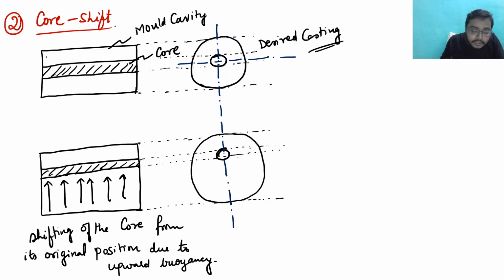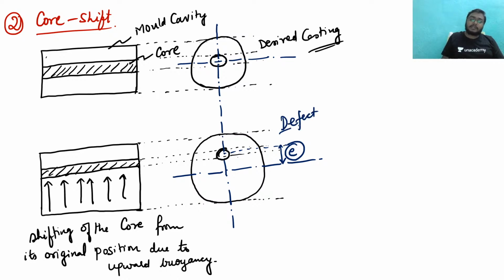Okay, so you can see here, earlier I was having the axis like this, but now my hole shifted out with some distance. Suppose this distance is E. Due to the shifting of the core, I am getting a variation in my product, right? So this is not the desired casting. Hence there is a defect, and this defect is known as core shifting.